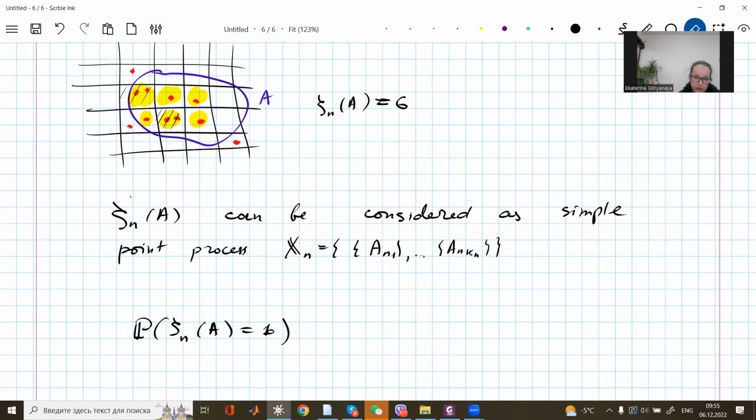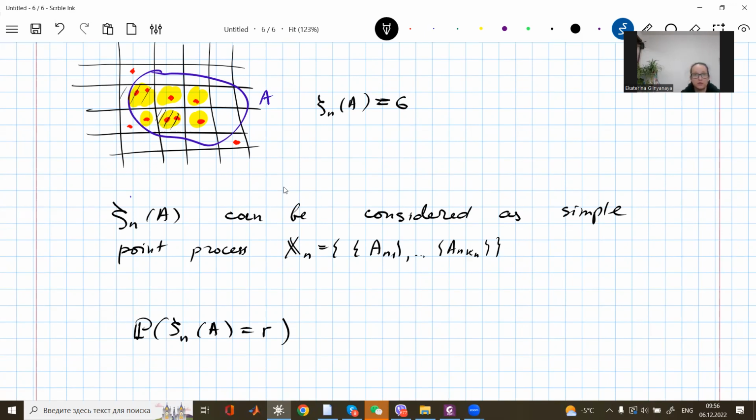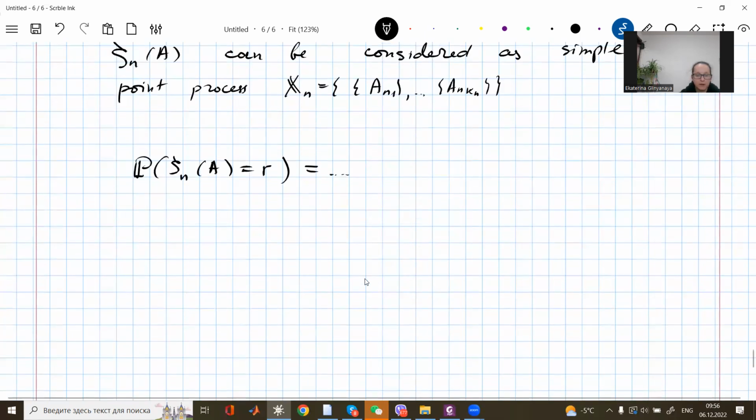We can take here arbitrary r, for example. So if we know such probabilities in terms of avoidance probability for the initial process, then we will get the distribution. And in order to write down such probabilities, let me define some notation.